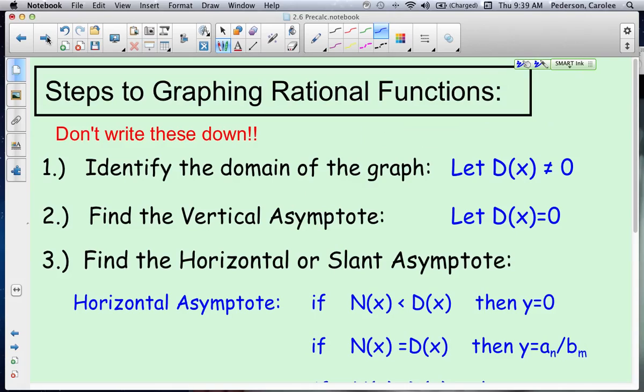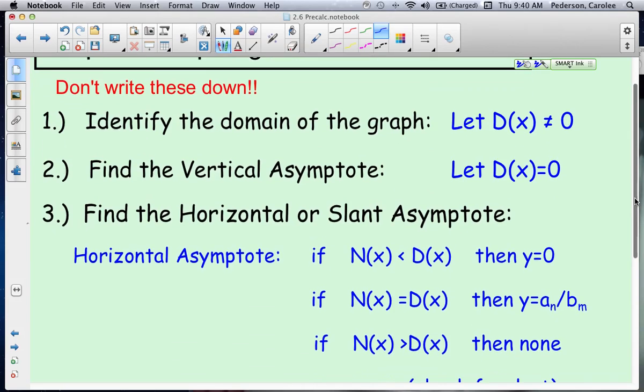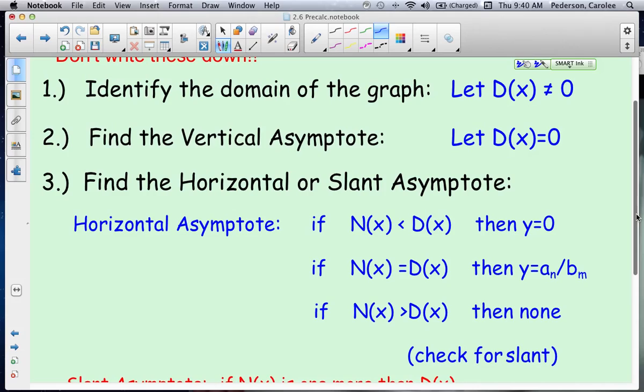I don't want you to write these down. We're going to go through 2 of them today in class. So I kind of follow a certain order. I say identify the domain of the function. So you set the denominator not equal to 0 and solve for x. Then the vertical asymptote, the VA for short, is where those domain restrictions are.